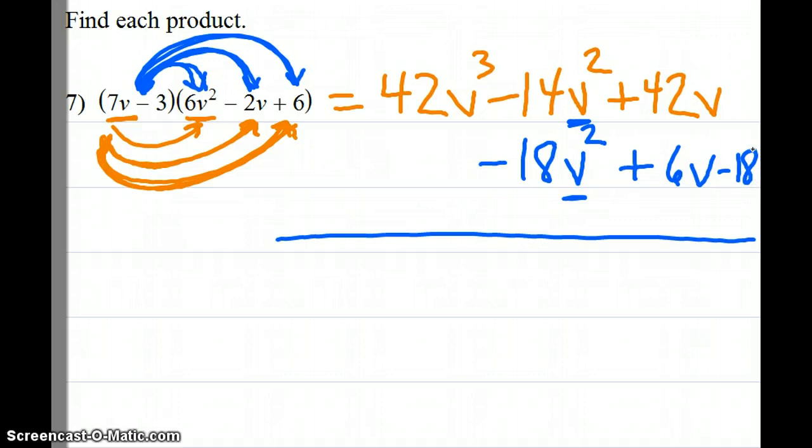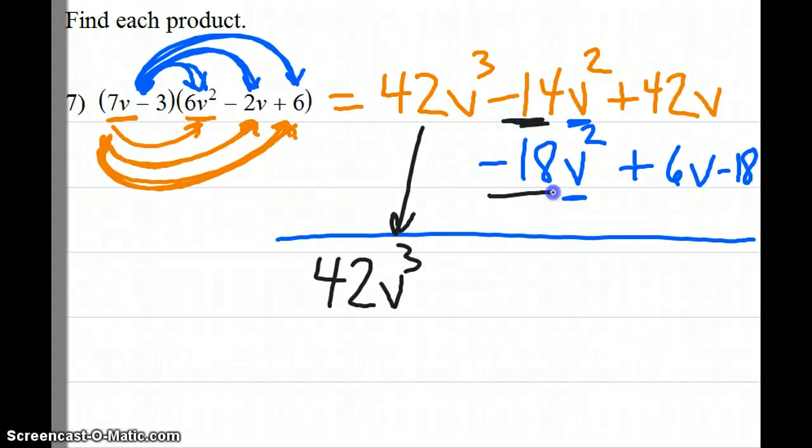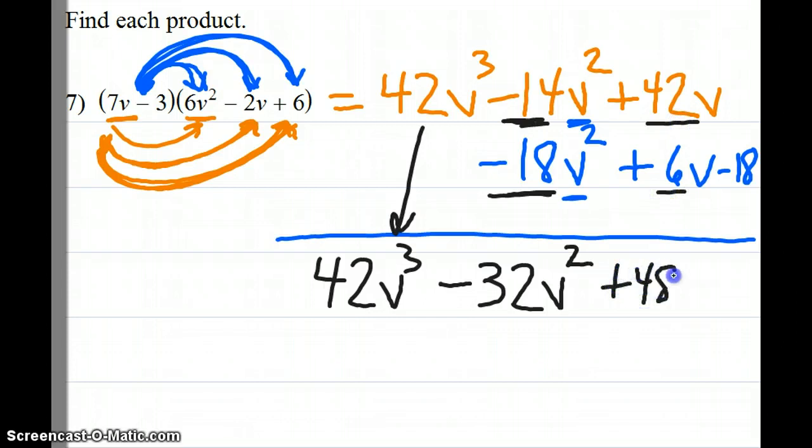So our last step, these are a little bit harder, but our last step then is to combine like terms. What does that mean? Add them up. So 42, we have no other v cubed, so it would just be a 42v cubed. Negative 14 of these and negative 18 of these is going to end up to be negative 32. We're adding, so don't do anything with the powers. And 42v and 6v is going to give us a 48v. We have no other numbers, so negative 18 will just be in our final answer.